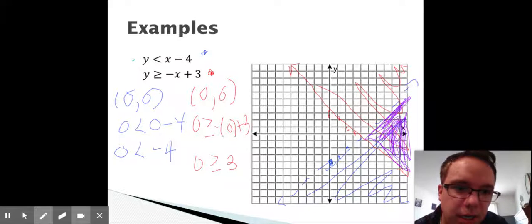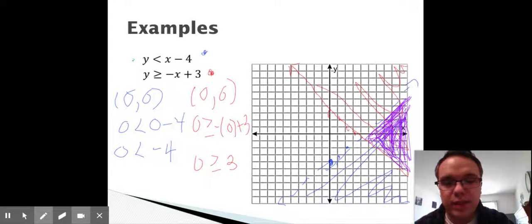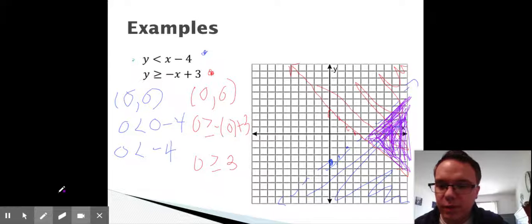Now, again, your shading will be much better because you have pencils. I'm trying to use a stylus on a computer. So that is our second example, and I have one more example for you where we have to solve for y for one of our equations, and then we will be done.